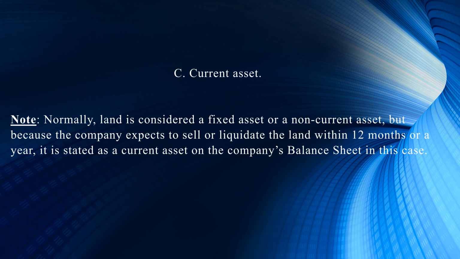Usually it is long term. So if you see a question and they're referring to land, but they don't state anything about anticipating selling the land or liquidating the land within a 12-month period, it always is non-current or long-term. So just keep that in mind. You really have to pay attention to these accounting questions because they like to throw a lot of curveballs at you. So you just got to be cognizant, read the question very carefully, and you'll be fine.